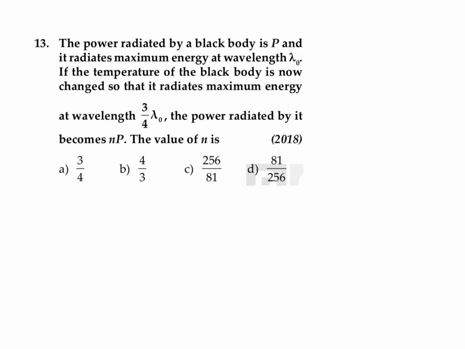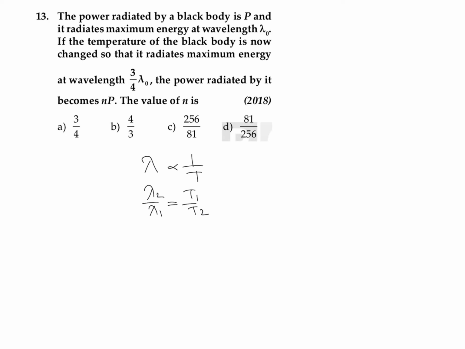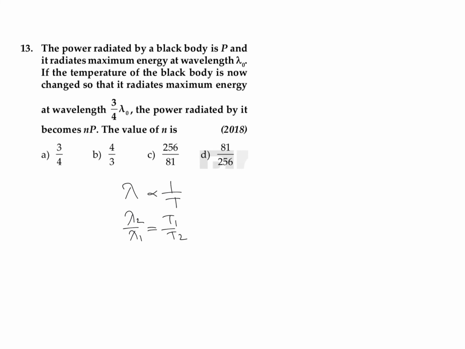So we know that according to Wien's displacement law, the wavelength at which the maximum power is radiated is inversely proportional to the temperature, or you can write lambda 2 divided by lambda 1 is equal to T1 divided by T2. With respect to this, we can find the relation between their temperatures.